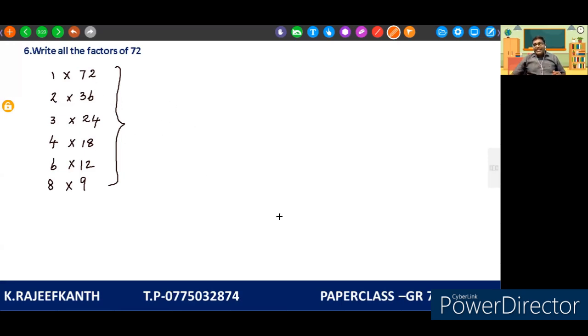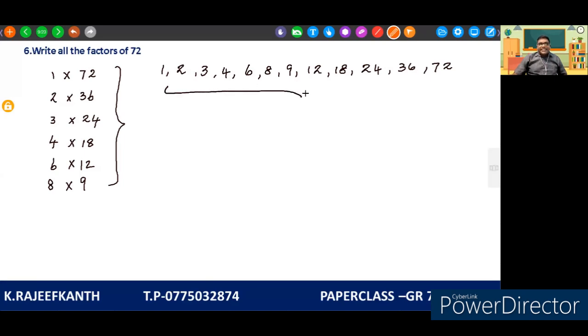That is why we are saying that the factors of 72 are 1, 2, 3, 4, 6, 8, 9, 12, 18, 24, 36, and 72. These are the factors of 72. So by these whole numbers, we can divide this 72 without remainder. So these are the factors of 72. Then we will move to question number 7.